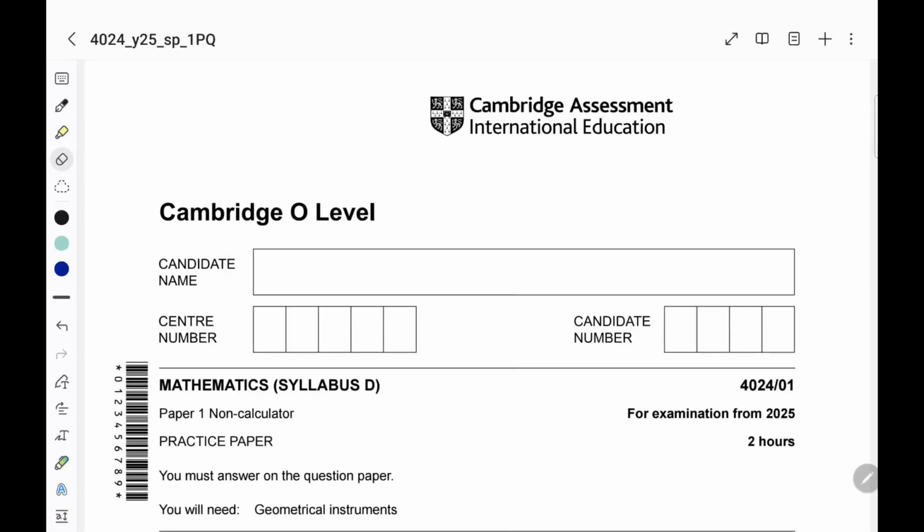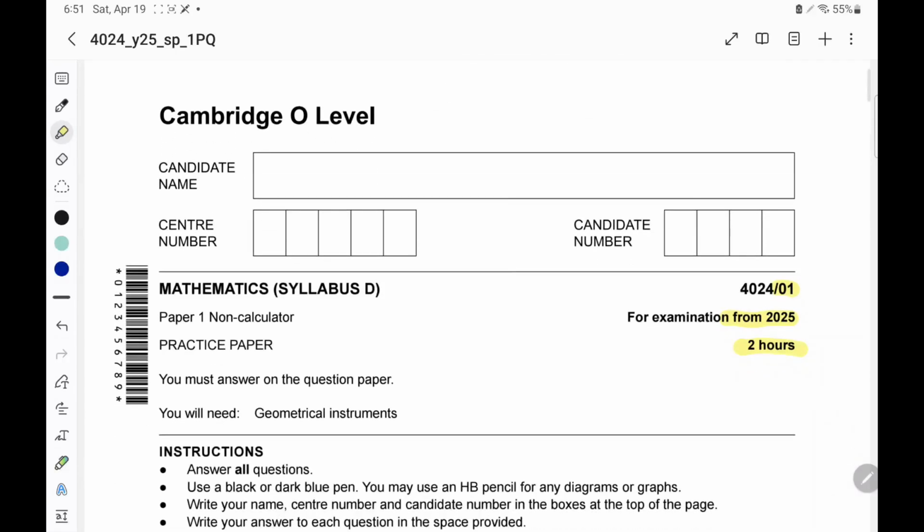Hello everyone. Today we are doing Specimen Paper 2025, another specimen paper. This is the third practice paper which we are doing right now. It's for paper 1 and for 2025, timing 2 hours. Cambridge O Levels, Syllabus D, paper 4024 is the code.